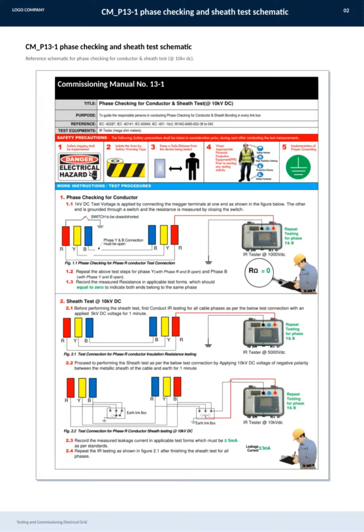Here we have the reference schematic for the phase checking and sheath test, conducted at 10 kV DC. This diagram is crucial for ensuring the integrity and proper functioning of the electrical grid during testing and commissioning. By following this schematic, technicians can accurately verify the correct phase alignment of conductors and detect any defects or faults in the sheath. This step is essential to guarantee safety and reliability before the system is fully operational. Keep in mind, this is outlined in the Commissioning Manual number 13-1, which provides detailed guidance on these procedures.